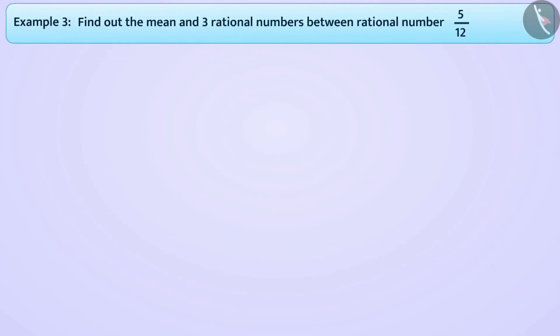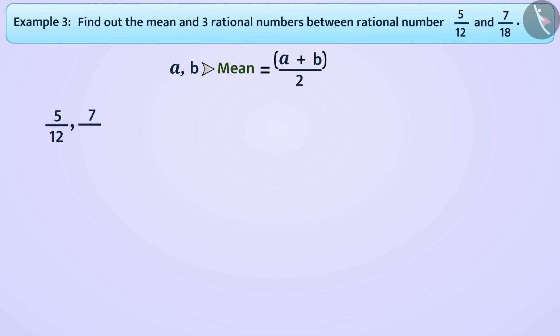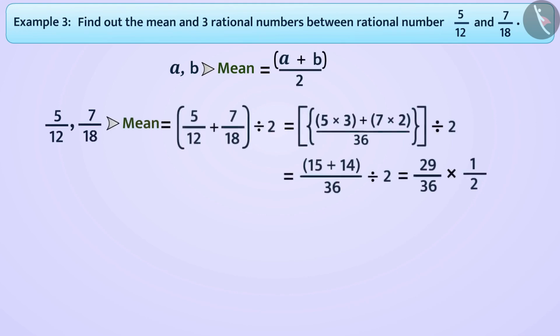Next example. Find the mean and 3 rational numbers between the rational numbers 5 by 12 and 7 by 18. The mean of any 2 rational numbers a and b is a plus b divided by 2. In this way, the mean of 5 by 12 and 7 by 18 is 29 by 72.